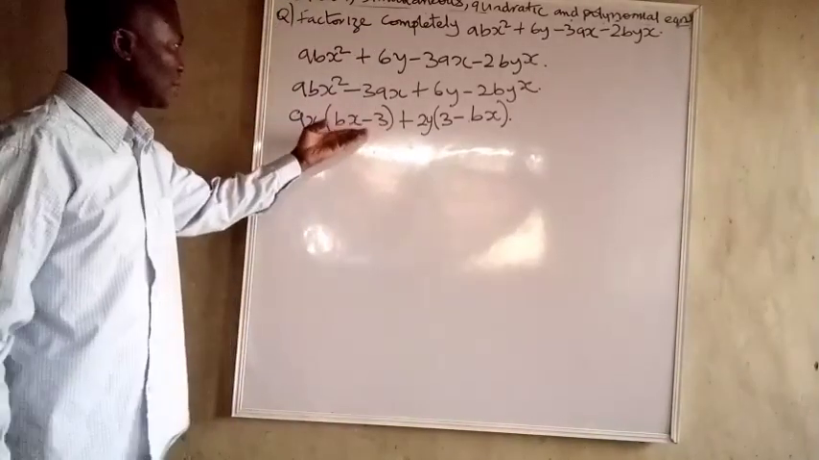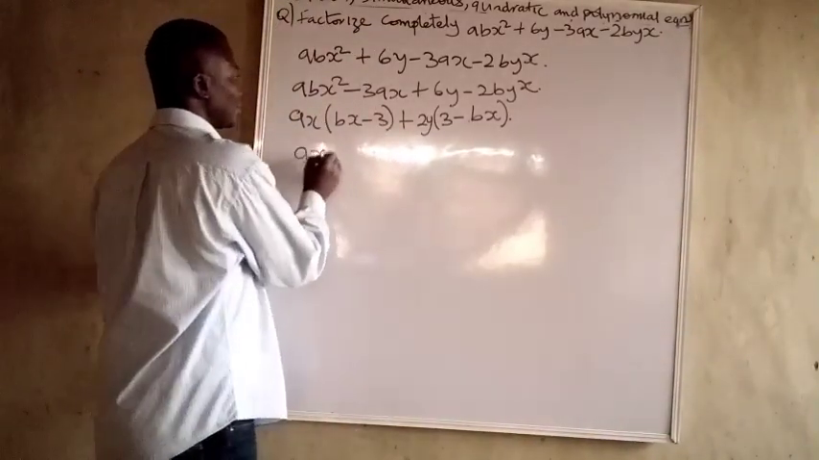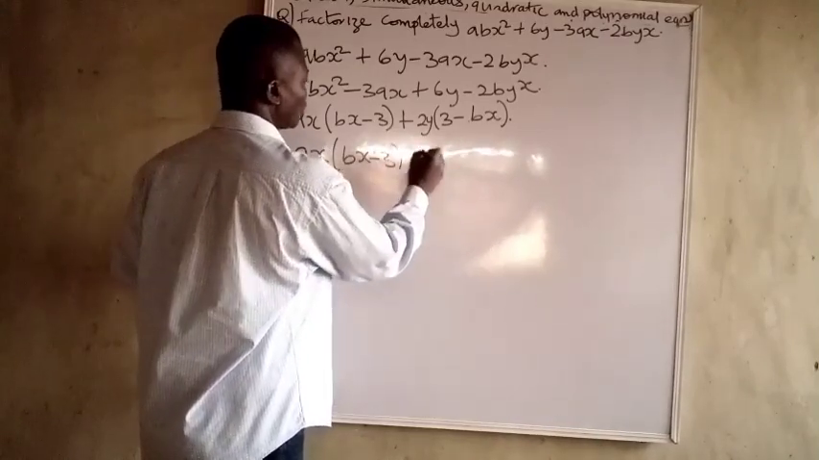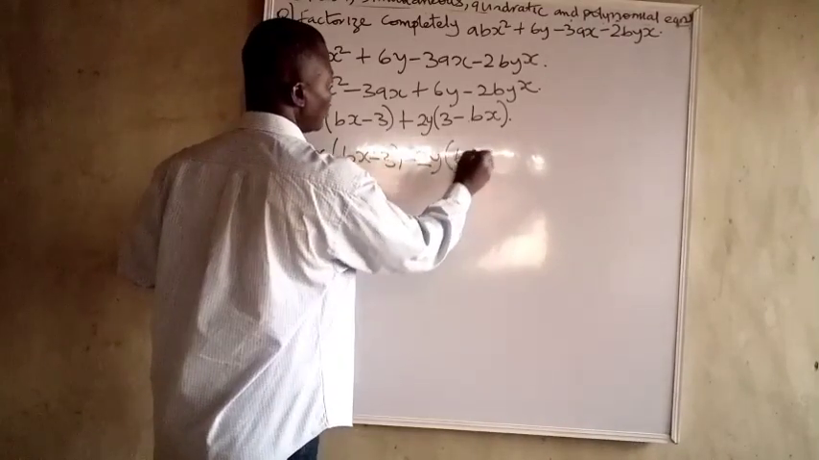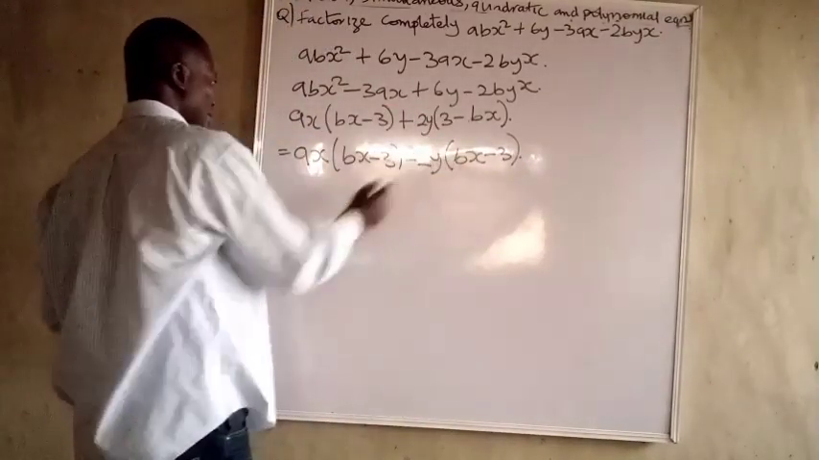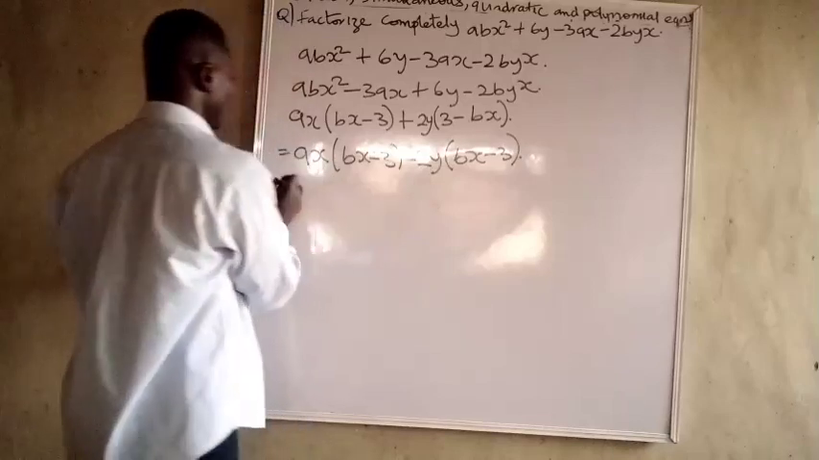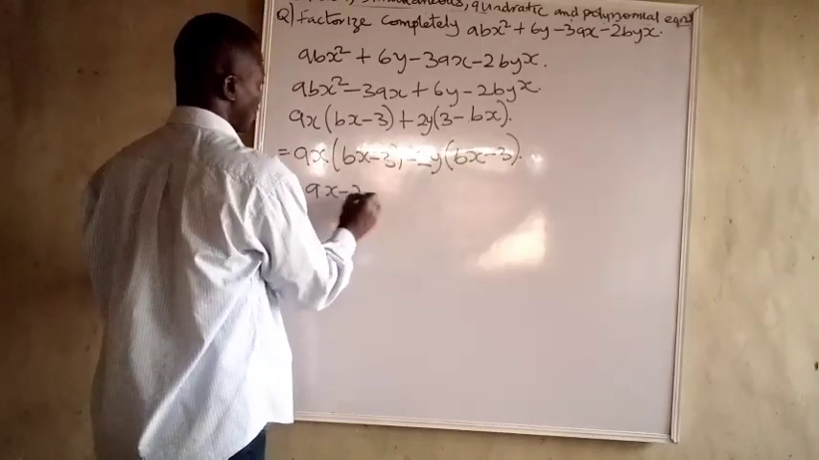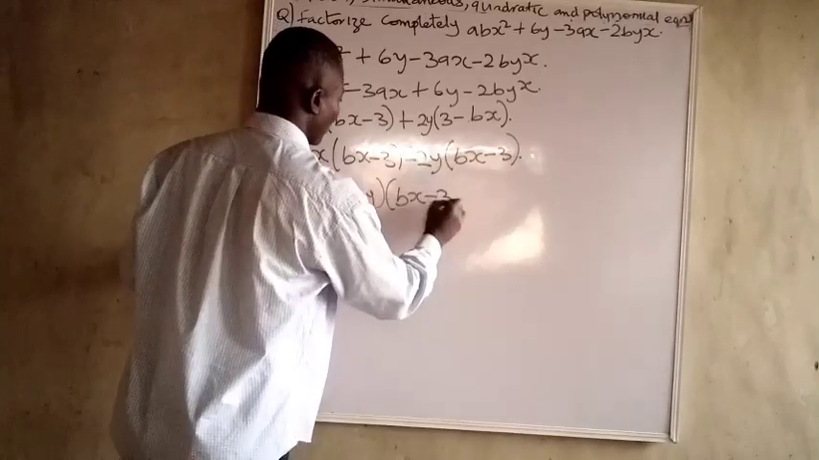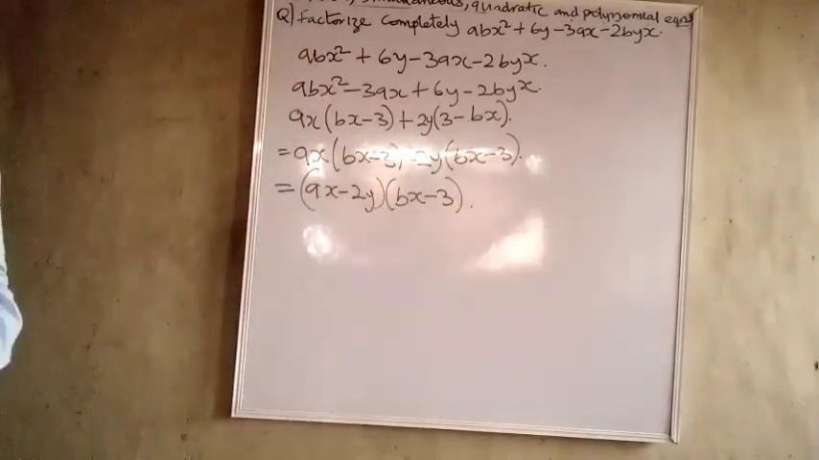Now you can see this one is minus. So to rearrange, you can say ax into bx minus 3 minus 2y into bx minus 3. Depending on how I arrange this, it will give us this, so that the ones in brackets will be the same. So I'm going to have ax minus 2y into bx minus 3. So that's the factorization of this.